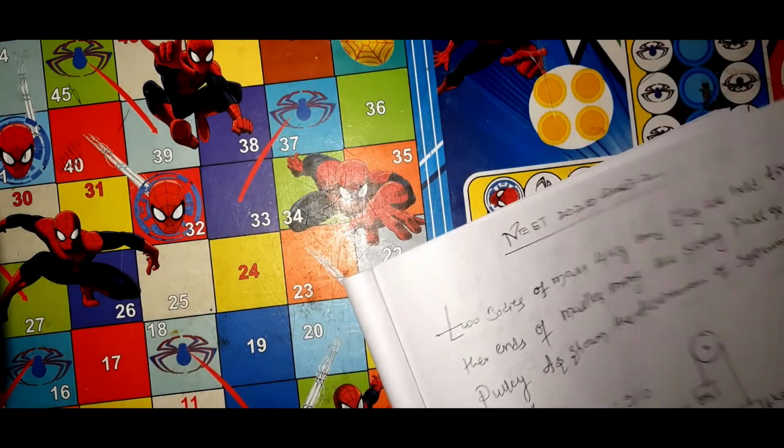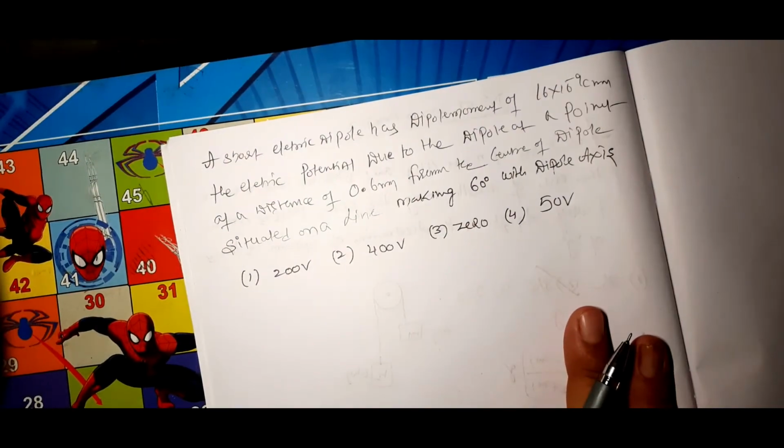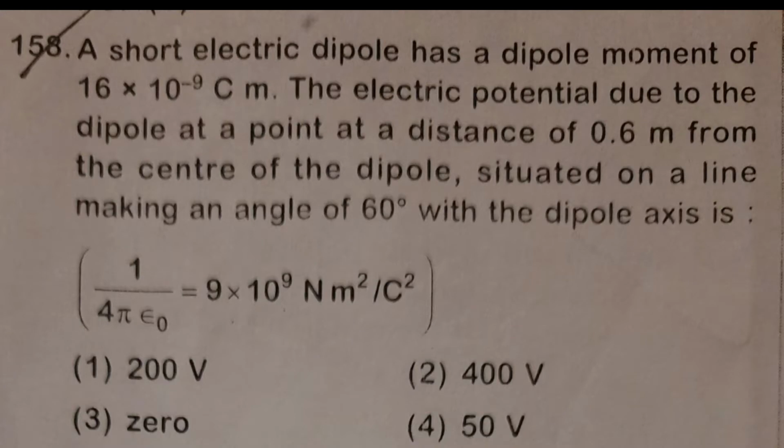Now another question. A short electric dipole has a dipole moment of 16 into 10 to the power of minus 9, and the electric potential due to the dipole at a point at a distance 0.6 meter from the center of the dipole, situated on a line making 60 degrees with the dipole axis, is. Now we want to find out the electric potential.